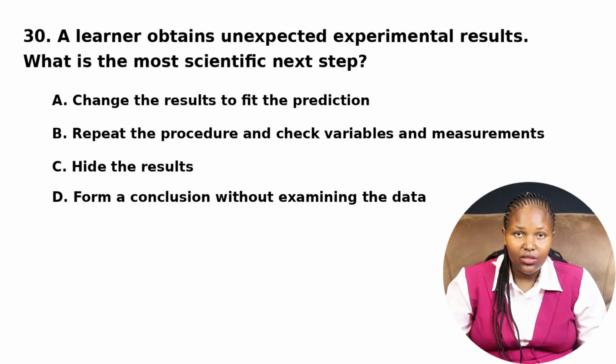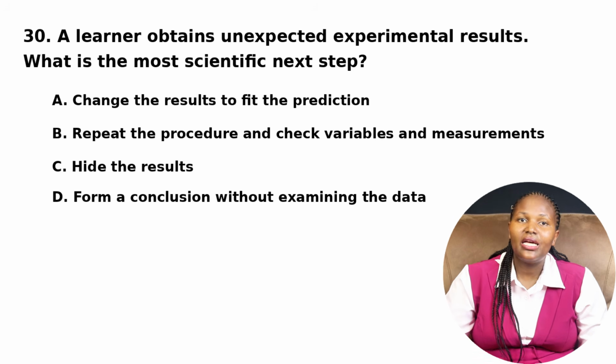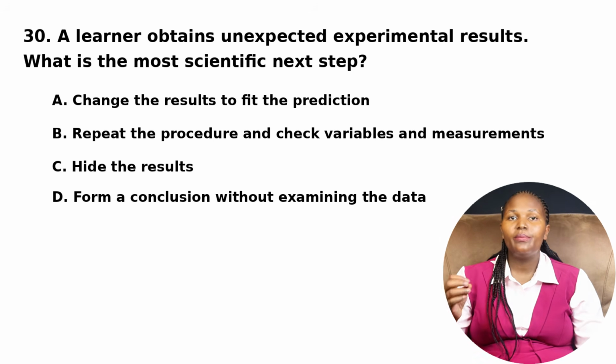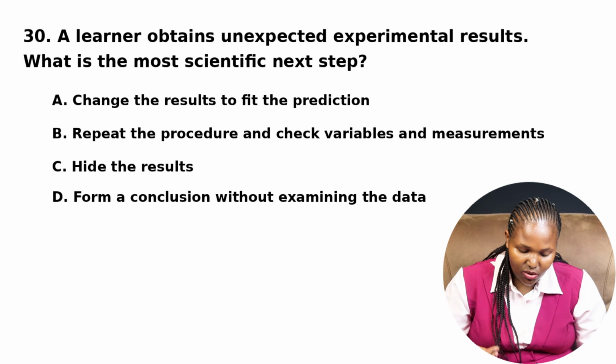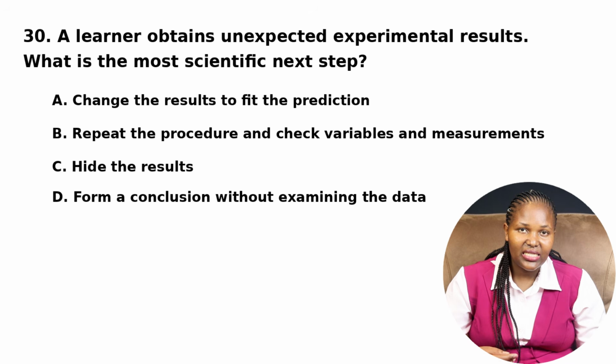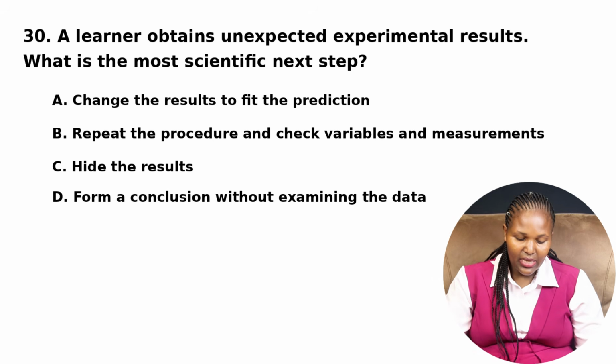Then C, hide the results. Now, unexpected data may be reported. So if you hide the results, that is not correct, because if you do the procedure again and then give your results, that is going to help see if there are any discrepancies. So hiding the results is not the answer. Then D, form a conclusion without examining the data. Again, that is wrong, because a conclusion must be based on analyzed evidence. You must be able to do that experiment yourself and see the results that you get and how they compare to the ones that you have obtained.